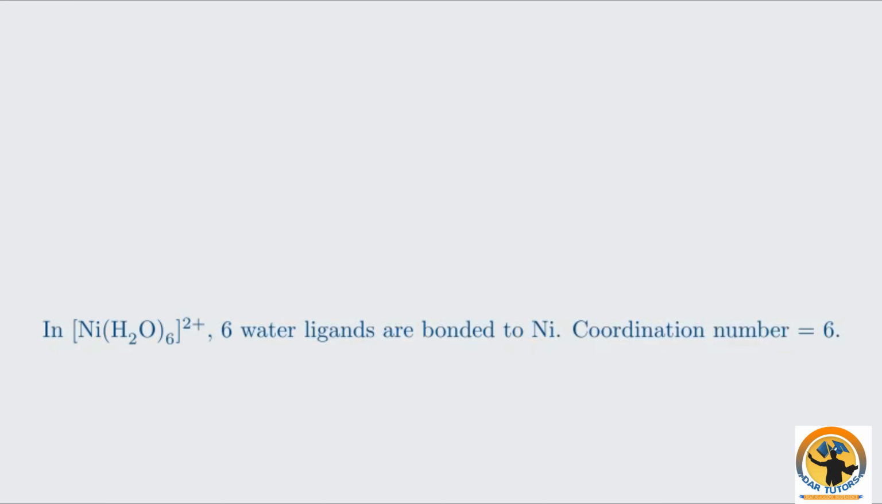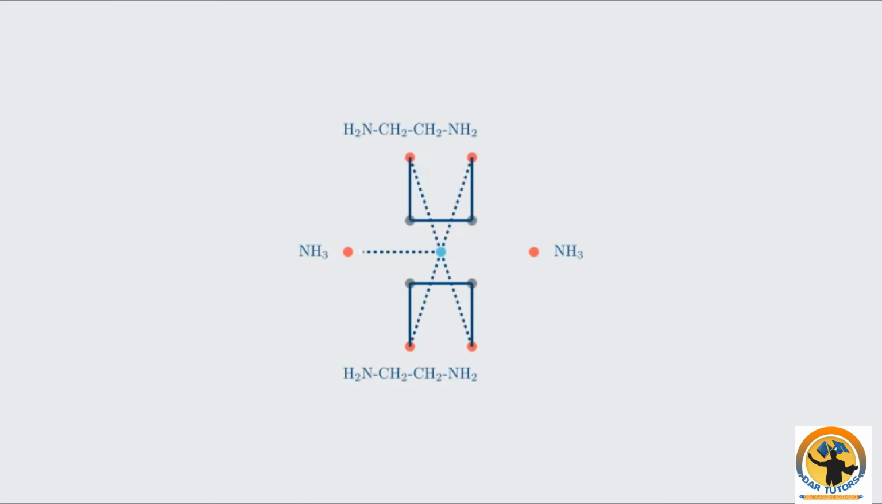Another important concept is coordination number. In the hexaaquanickel(II) ion, [Ni(H2O)6]2+, there are 6 water molecules bonded to the central nickel ion. The coordination number is 6. Some ligands, called multidentate ligands, can bond to the metal ion at more than one point. For example, 1,2-diaminoethane has 2 nitrogen atoms, both of which can donate electron pairs to a metal ion, forming 2 coordinate bonds from a single ligand.